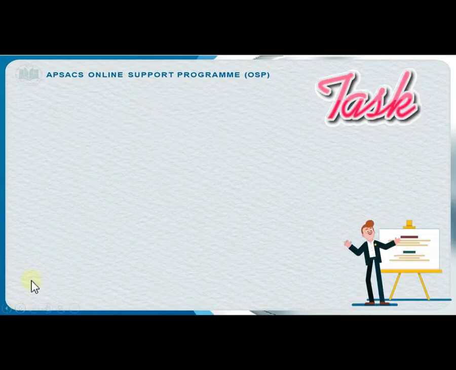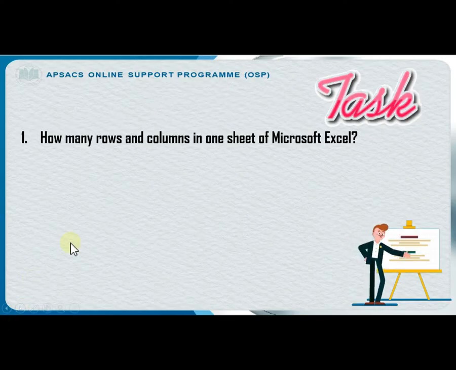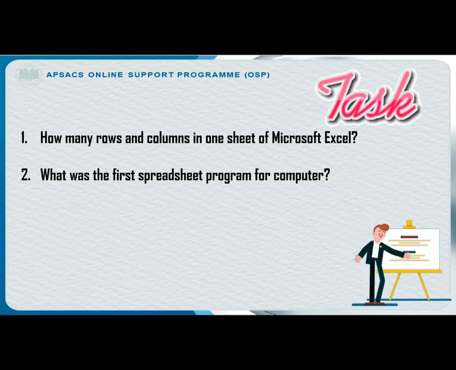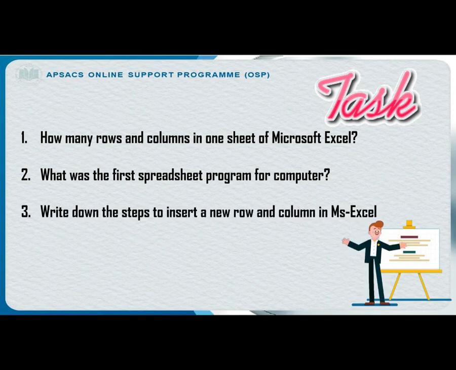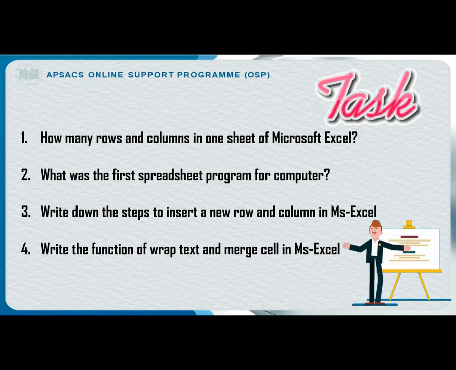So student, this is your task. First, how many rows and columns are in one sheet of Microsoft Excel? Second, what was the first spreadsheet program for computers? Third, write down the steps to insert a new row and column in Microsoft Excel. And number four, write the function of wrap text and merge cells in Microsoft Excel.